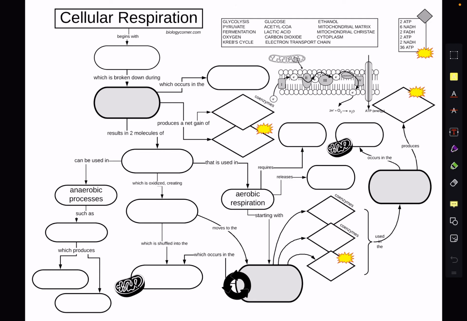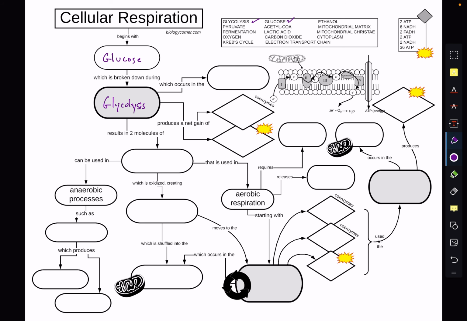Alright, so in this video, we're looking at the entire pathway of cell respiration, starting with glucose. Cell respiration begins with glucose, or some other molecule that we can break down. Now, the process of breaking down glucose is called glycolysis. So there's glucose, there's glycolysis. We're going to just check these off as we go. Glucose can be broken down by glycolysis.